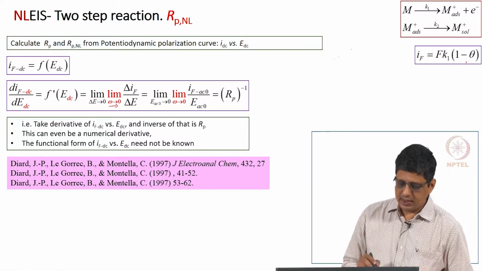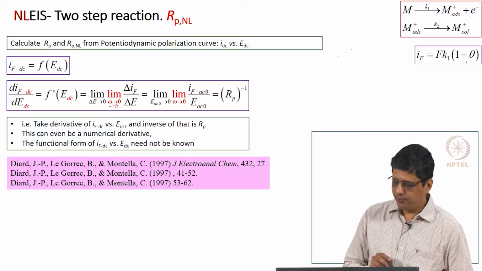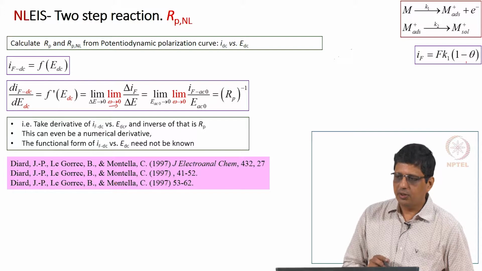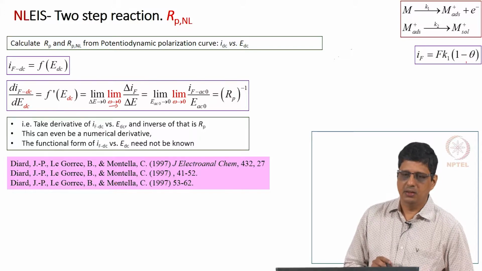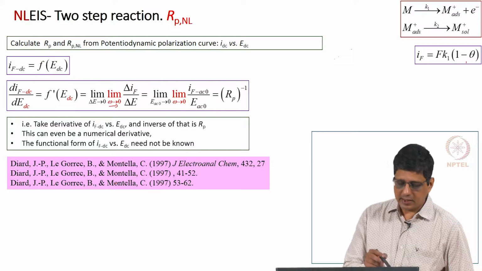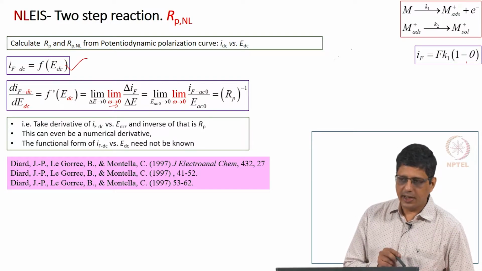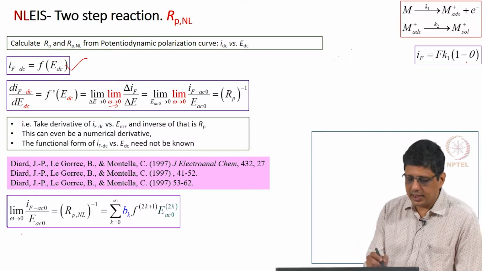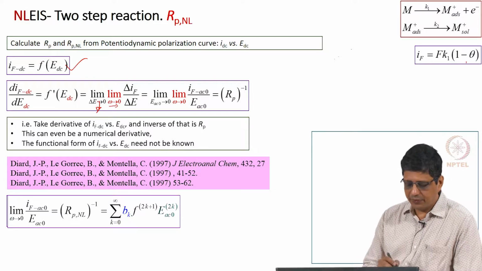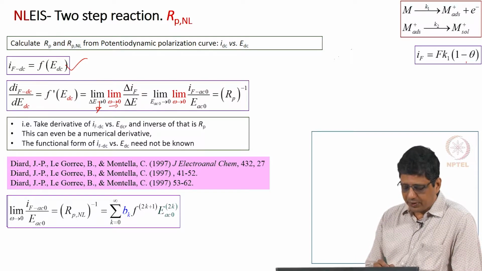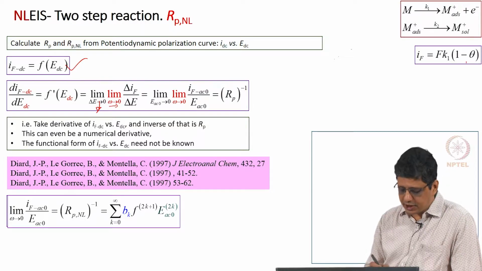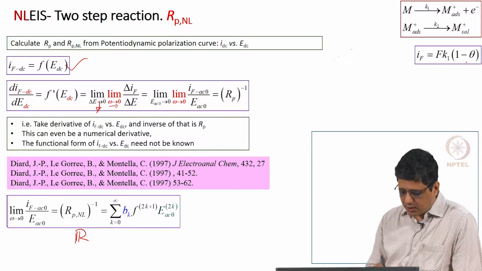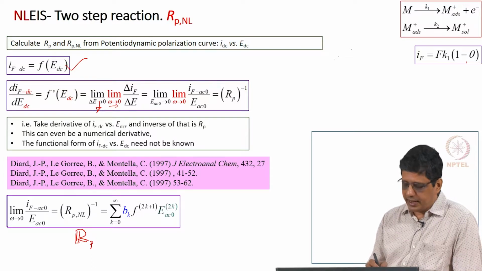In 1997, there was a series of publications by Professor Dyard's group, where they have shown even for large amplitude perturbations, one can calculate the polarization resistance, as long as we know the expression I_F relating to E_DC. So, when we get rid of the constraint that del E has to be very small, we can define that as R_PNL, and the inverse of R_PNL is given by this series. This is the series that they have suggested, and if I remember right, they have used a notation like this. It does not matter, we use a notation saying R subscript P NL.